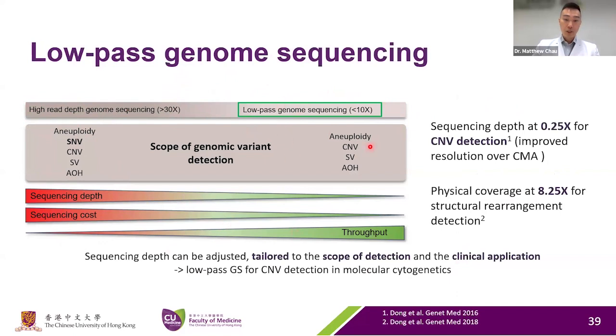But if we want to just detect cytogenetic abnormalities, for example, CNVs, aneuploidies, structural variants, we can actually sequence the genome at a lower read depth. This way, we can increase the throughput and reduce the sequencing cost and the sequencing depth. For CNV detection, we can actually perform sequencing at 0.25x, which is already sufficient. And for SV detection, we'll just have to aim for a physical coverage of about 8.25x.